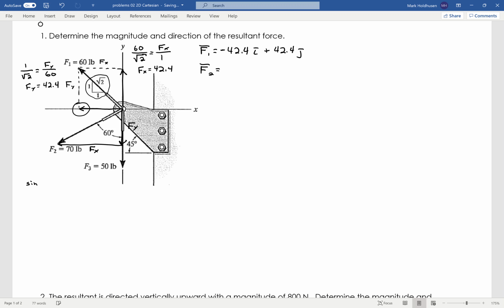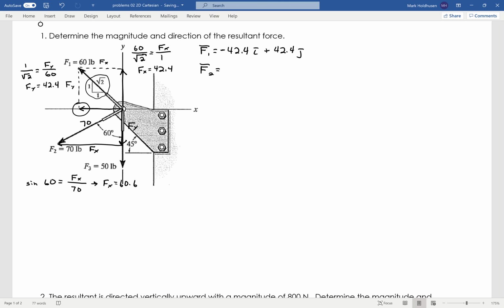So if I say the sine of 60 equals that opposite, that would be Fx, divided by F2, again, this side right here, my hypotenuse is 70. So the sine of 60 is opposite over hypotenuse, which would be Fx over 70. From that, I can find that Fx is then 60.6. And we'll get the direction in a second, right?